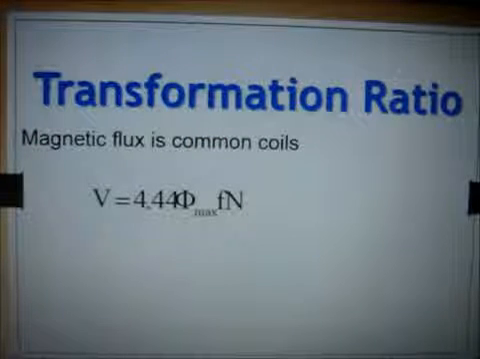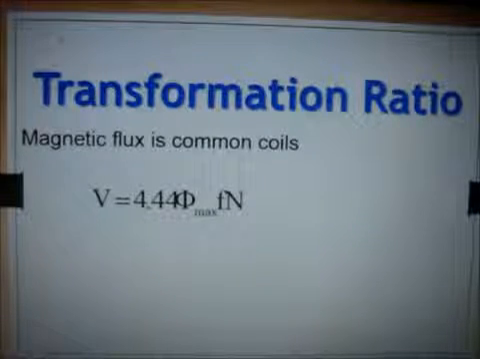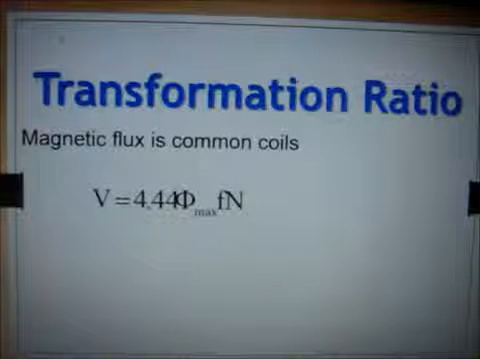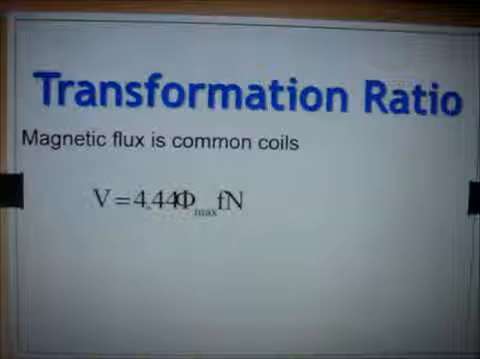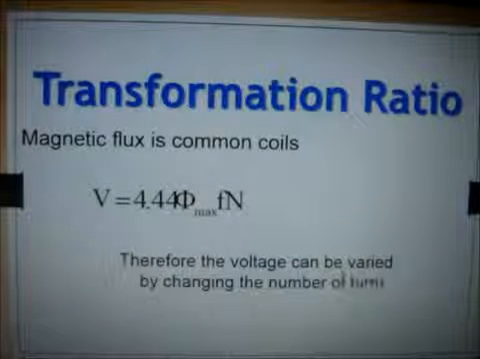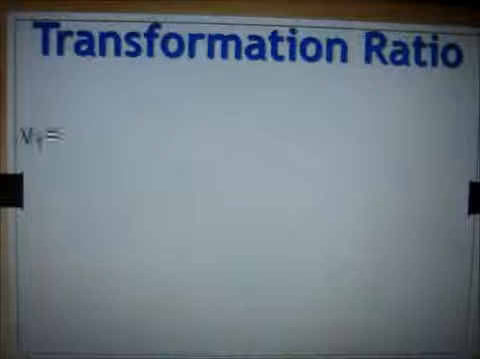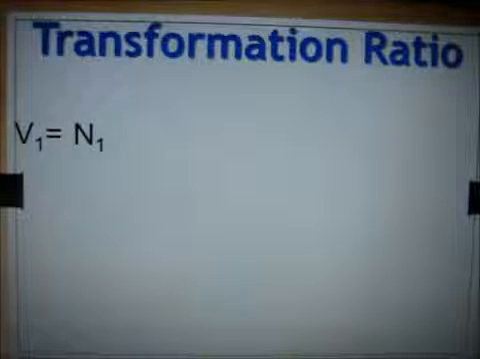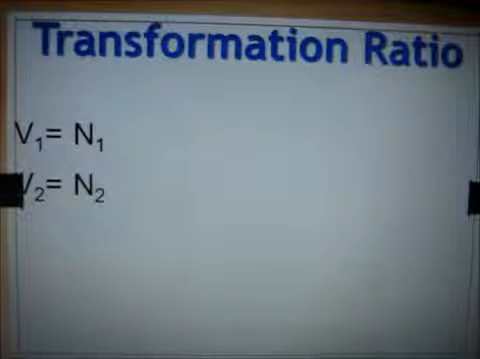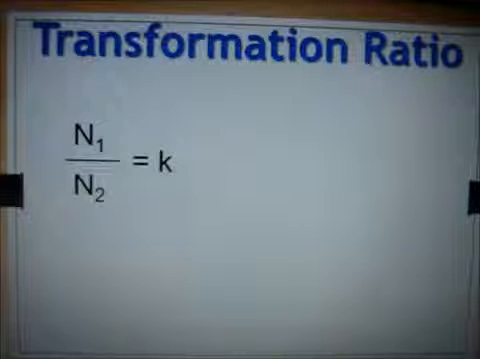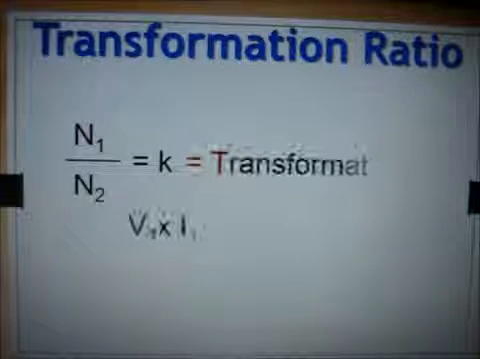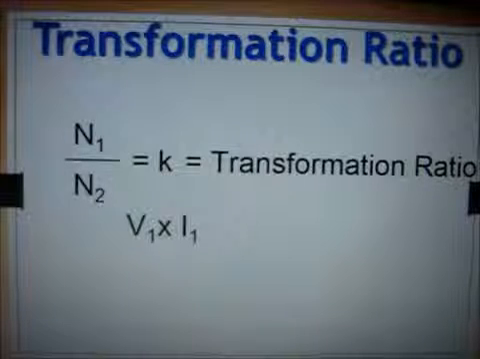Now let's talk about the transformation ratio. You know it very well. The transformation ratio is the relation between the input-output voltage, current, and the number of turns. The voltage is given as V equals 4.44 phi max f N. Therefore, the voltage can be varied by changing the number of turns. This voltage is directly proportional to the number of turns. Hence, V1 by V2 equals N1 by N2, and that is equal to a constant, K. We know that as the transformation ratio.